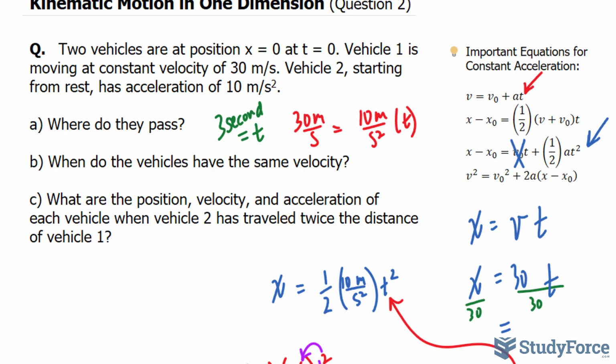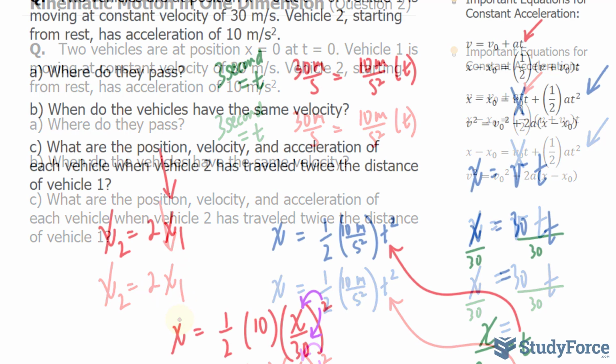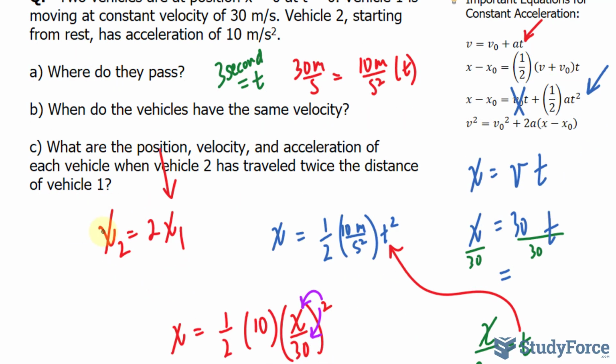So what we can say for the position is that the position of vehicle 2, the final position, which I'll write as x sub 2, is 2 times that of x sub 1. For this part, I'll replace that with the relationship found here, where x sub 2, that's for the final position of the second vehicle, is equal to half the acceleration, which was 10 meters per second squared, t squared.